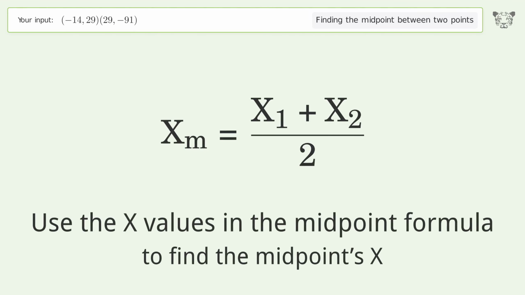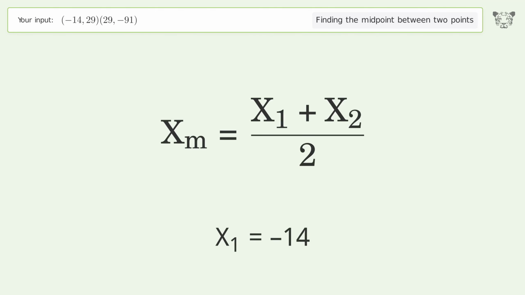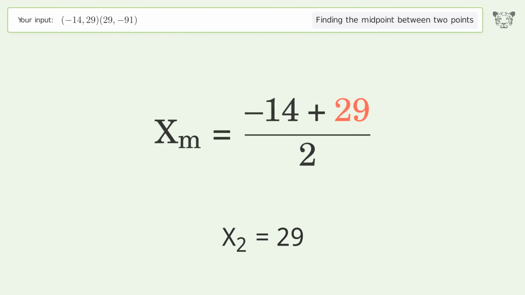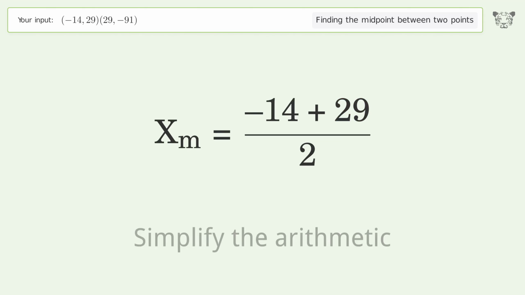Use the x values in the midpoint formula to find the midpoint's x. x1 equals -14. x2 equals 29. Simplify the arithmetic.